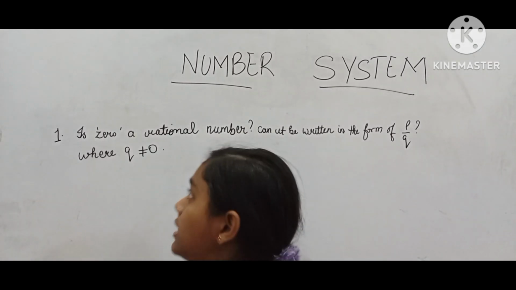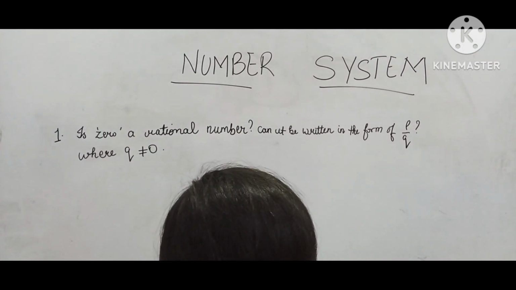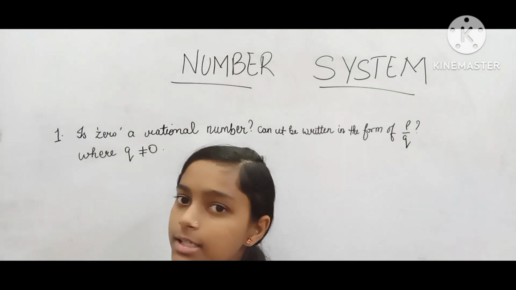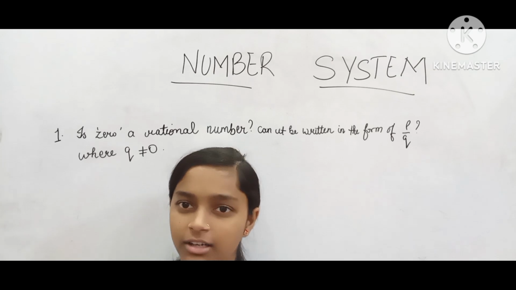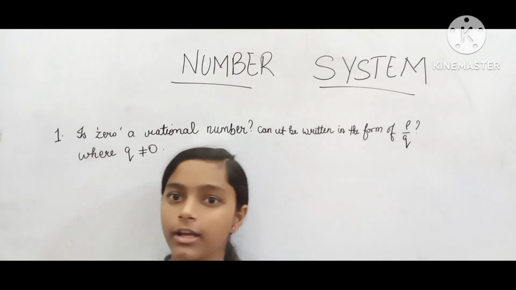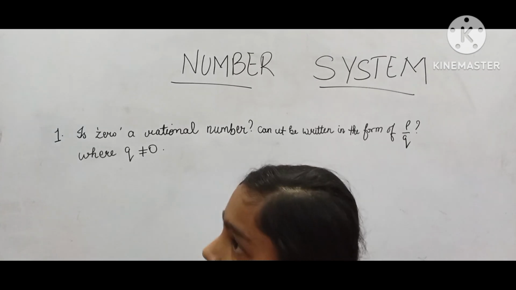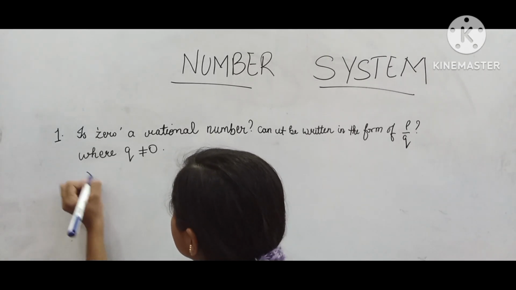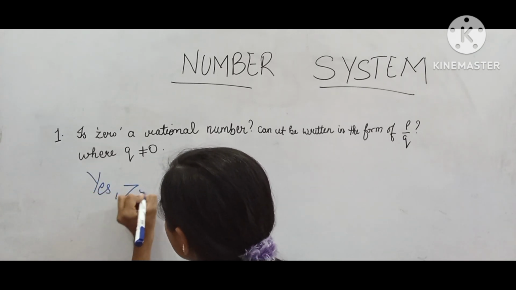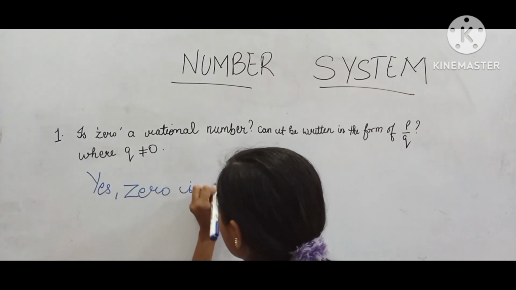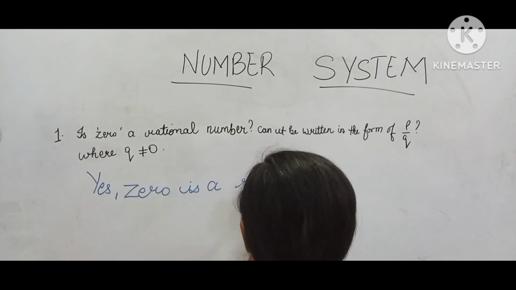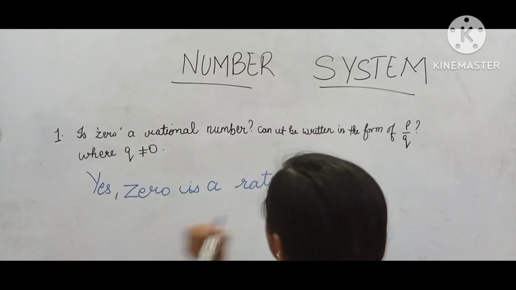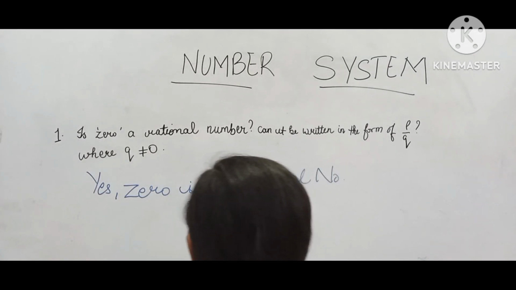Our first question here is: is 0 a rational number? Can it be written in the form of P by Q where Q isn't equal to 0? Well, the answer to that is yes, 0 can be written in the form of P by Q where Q is not equal to 0, and yes, 0 is a rational number as it can be written in the form of P by Q. So yes, 0 is a rational number, and how can it be written in the form of P by Q?